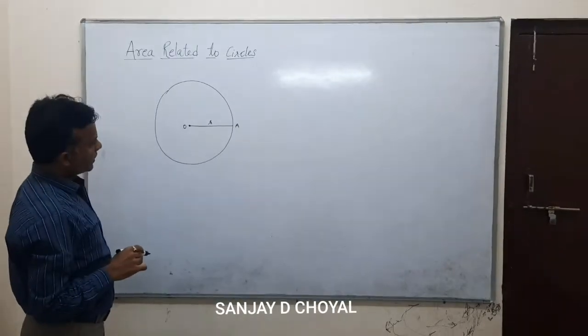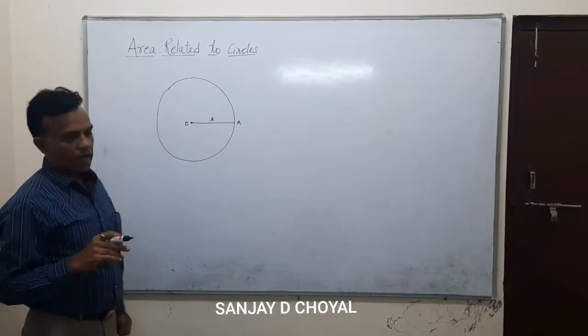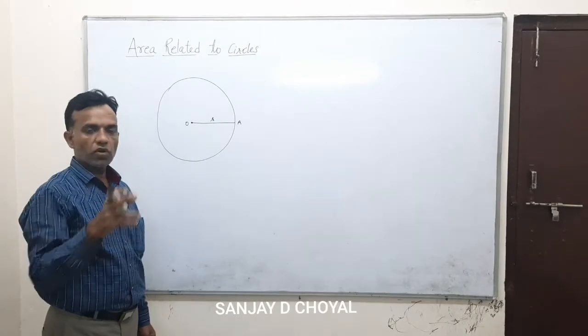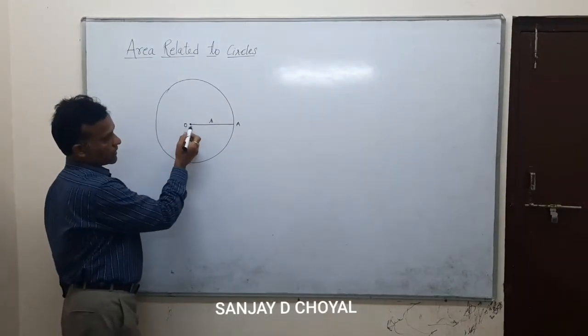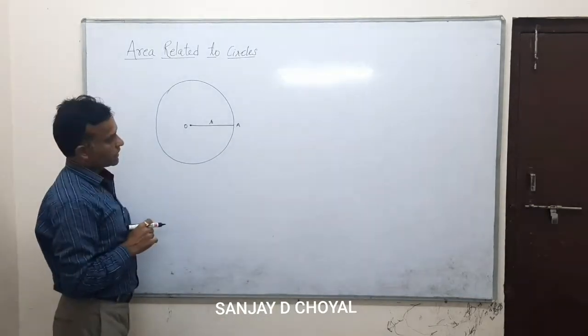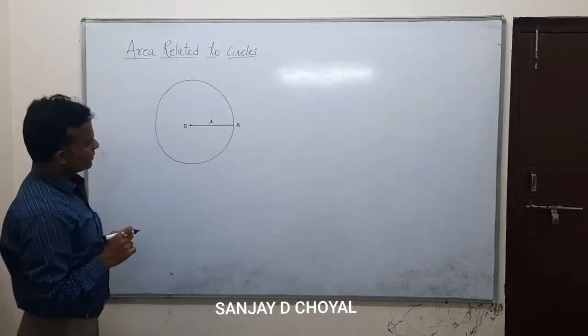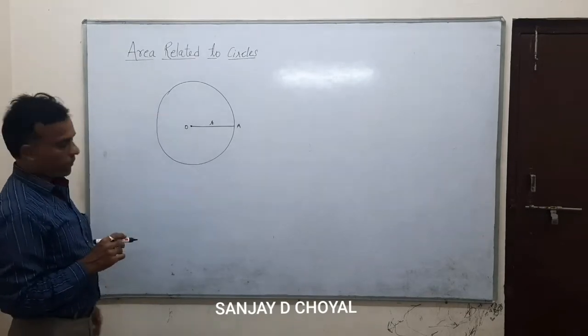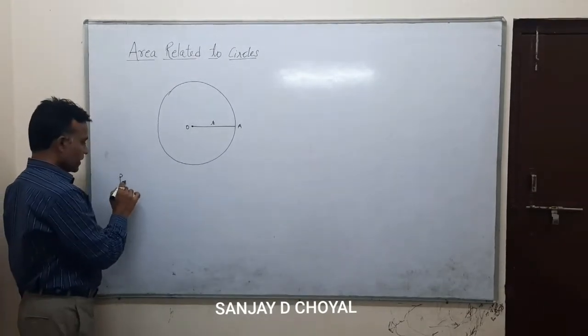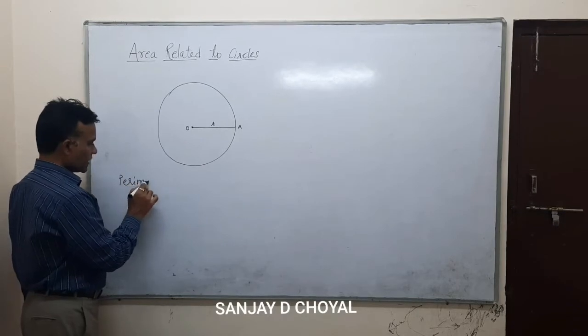Now here we take a fixed point and, taking a fixed distance, draw a closed curve, the circle. The fixed point is called the center of the circle and the fixed distance is called the radius of the circle. Now we discuss the area. So first, let us discuss the perimeter and area of a circle.